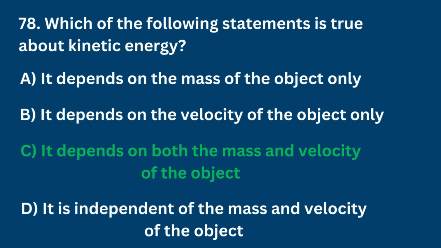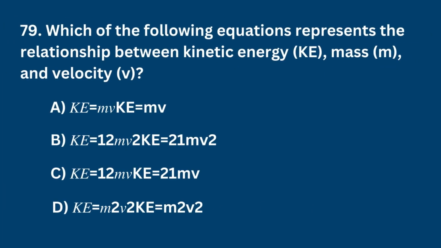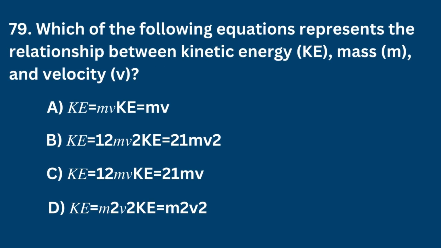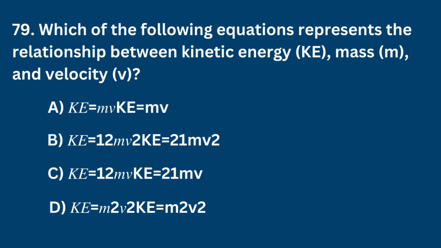Correct answer is C. It depends on both the mass and velocity of the object. Which of the following equations represents the relationship between kinetic energy, K, mass, M, and velocity, V?